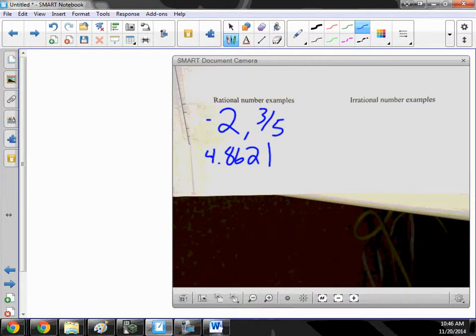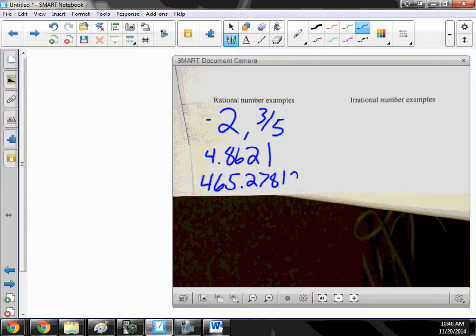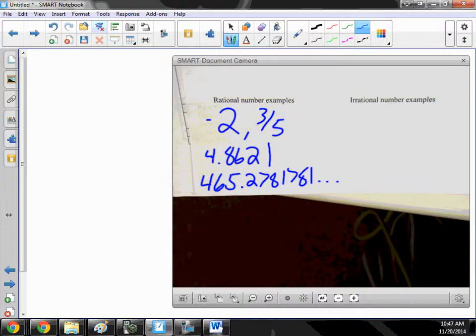Okay? What about 465.2781? Rational or irrational? Does it repeat? Yeah, 781, 781. We would assume it would continue 781, 781, 781. Okay? So that would be rational.